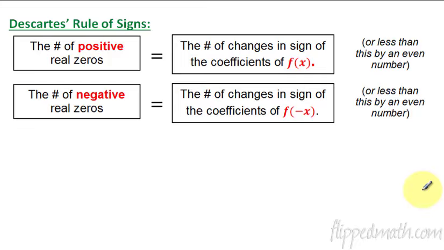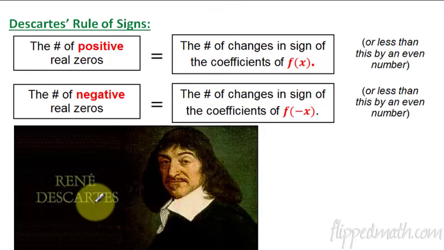Okay, last thing of our notes, and then we're finishing up. This guy, French guy, is called Descartes, René Descartes. I don't really know how to speak French, but I asked our French teacher, and that's how she said you pronounce it, Descartes. This rule is actually pretty cool. It is talking about the number of positive real zeros and the number of negative real zeros.